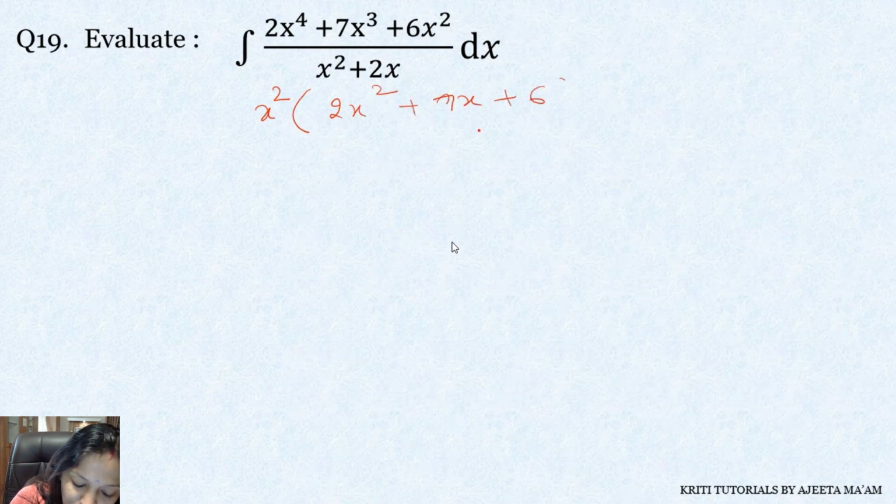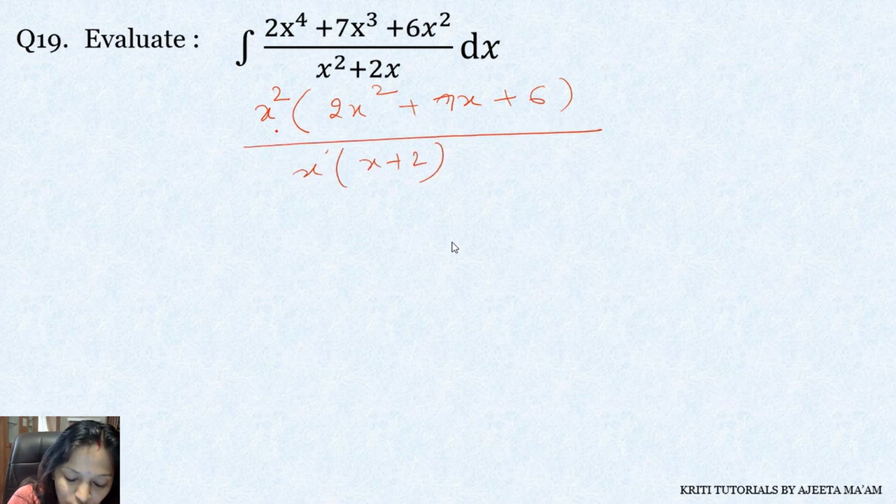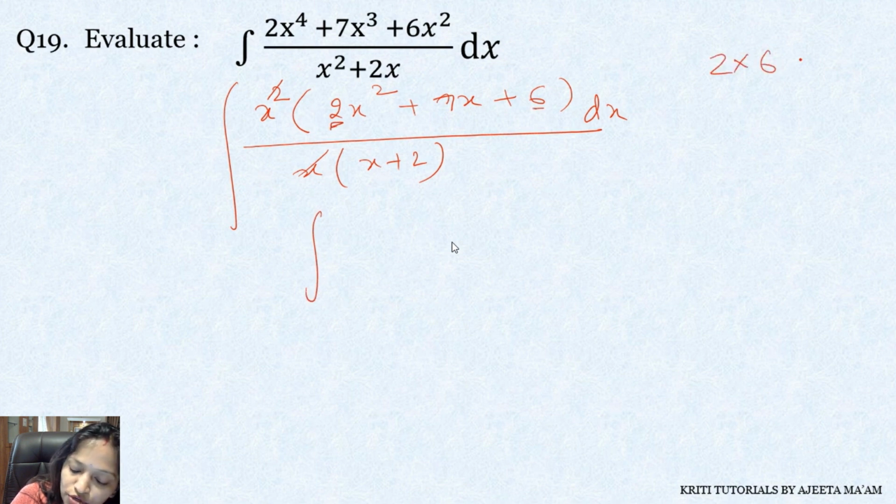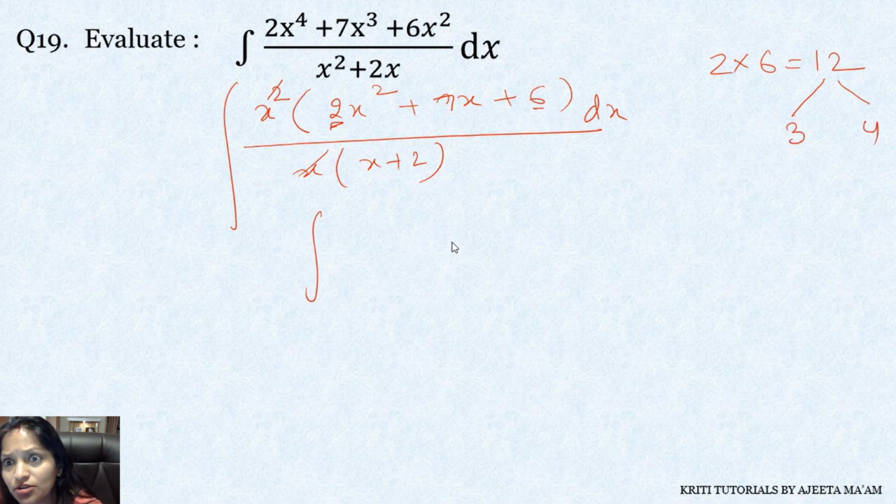And here you see x common, so x plus 2. So 1x cancels, one common factor done. Now if we move on to the next common factor, we have to do the middle term splitting. So let's do it. What is the multiplication of 2 and 6? 12, right? So we need two numbers whose sum is 7 and product is 12. So that is 3 and 4.